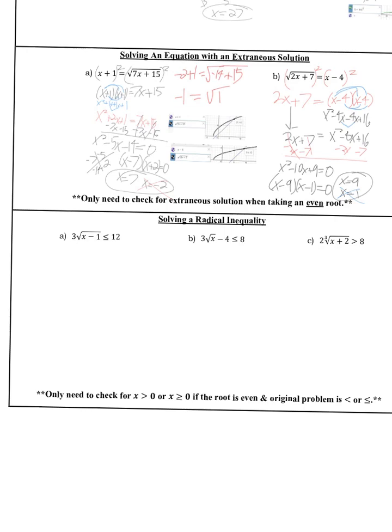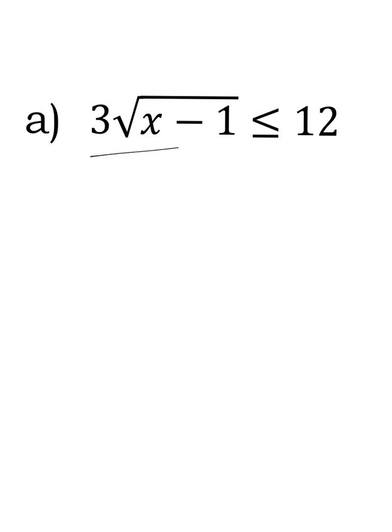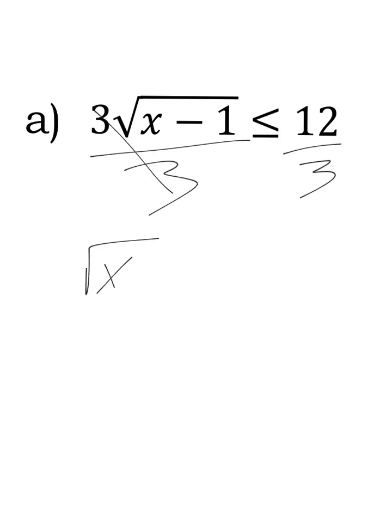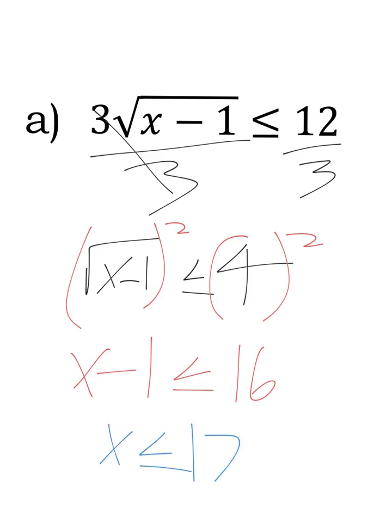So, yeah. Now, solving a radical inequality starts off just like any other equation. Divide by 3, divide by 3. The square root of x minus 1 is less than or equal to 4. So that means I have to square both sides, and I get x minus 1 is less than or equal to 16. If you add 1 over, you get x is less than or equal to 17. And so you're tempted to say that's the final answer. But remember, we can't take the square root of a negative number, and negative numbers are less than 17.